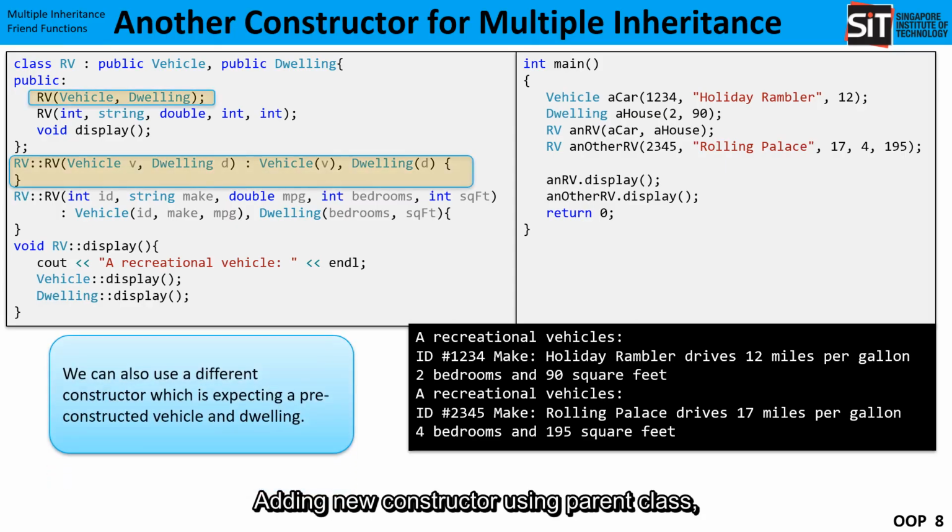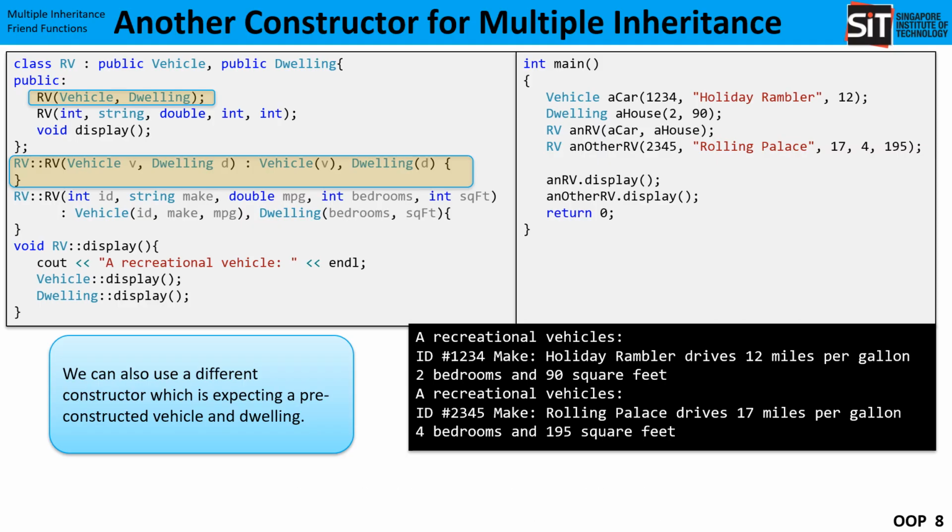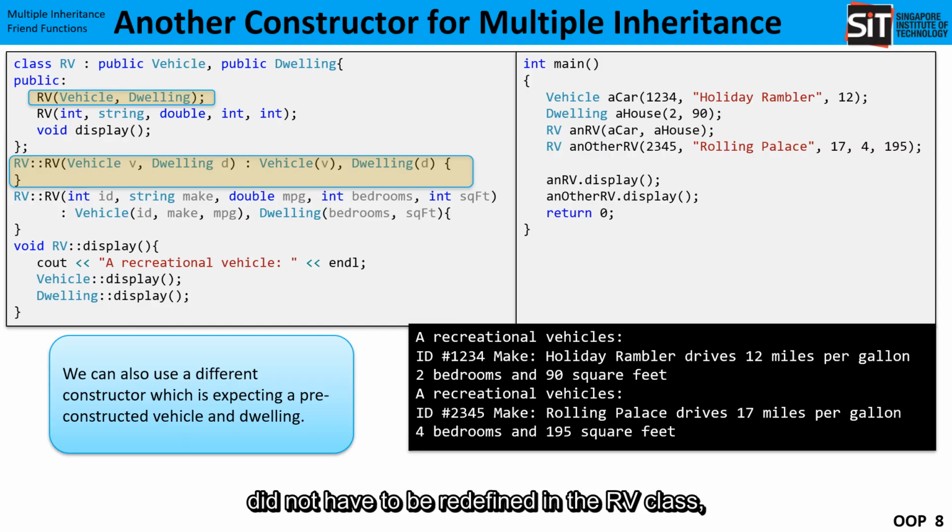Adding new constructors using parent class, that is, pre-constructed class members. The fields used for the identification numbers of vehicles, miles per gallon, number of bedrooms, and square feet do not have to be redefined in the RV class, because their definitions were already handled by the parent class.